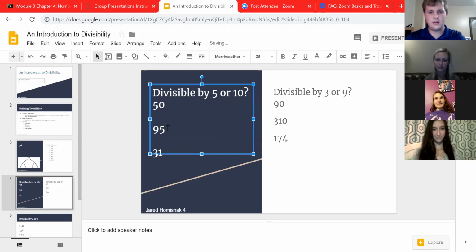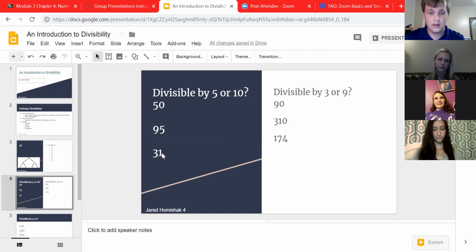Now, if we were to do it with 95, see here, the ones value has 5. That only means that it's only divisible by 5 because according to our rule, it needs to have a value of 0 in the ones place if it's divisible by 10. In this case, the math reveals that 95 divided by 5 is 19, which means 5 is divisible into 95. And then there's 31. The ones value here is 1. It is not 5 or 10. That means 5 and 10 are not divisible into 31.